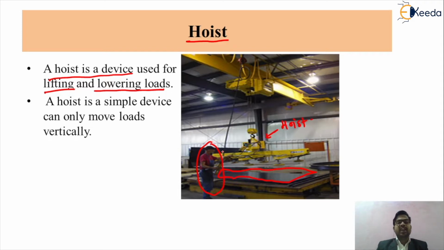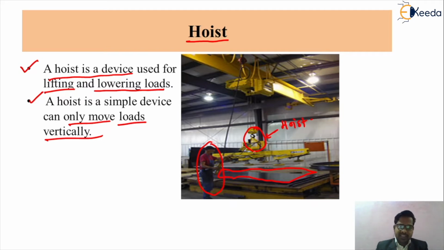So for that purpose we have to use such a device that is called a hoist. And for that particular hoist, we are using a motor, and that's why this is called a hoist drive. Basically, a hoist is a very simple device which is used only for moving, not shifting. A hoist is a simple device that can only move loads vertically.